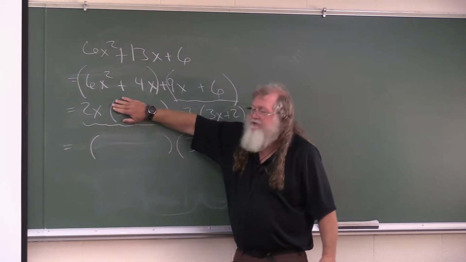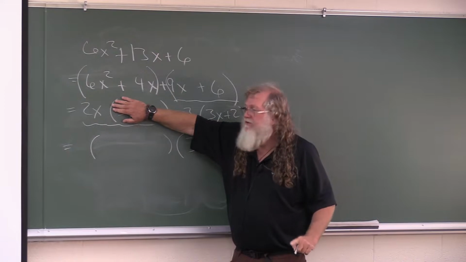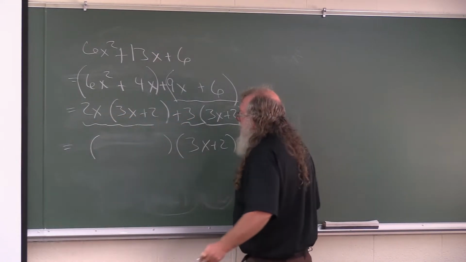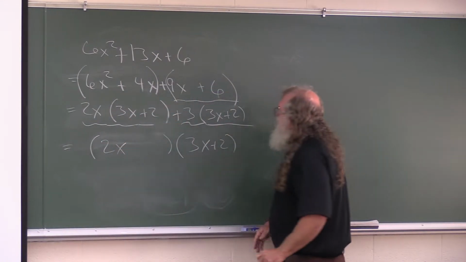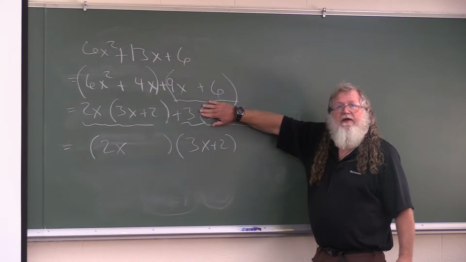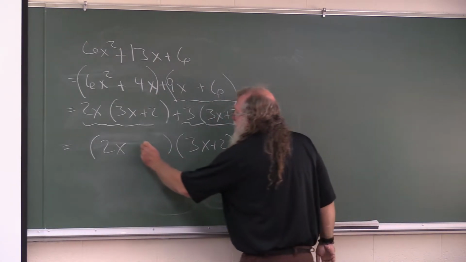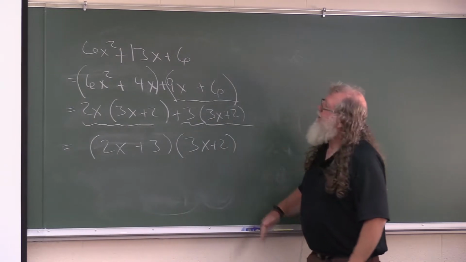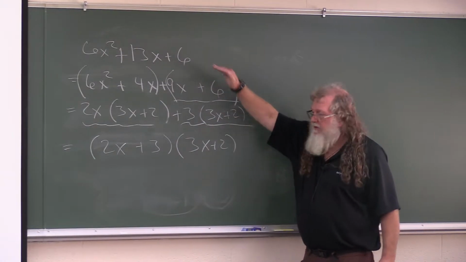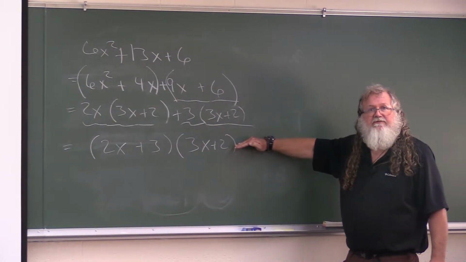When I factor out the first term, what do we have left? The first group, excuse me, we have what? 2x. And when I factor it out of the second group, what do we have left is what? That plus 3. And what have we done? We have gone from what? This polynomial to what? This here as its factoring.